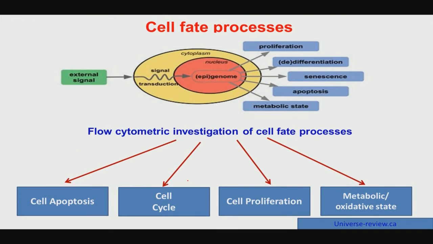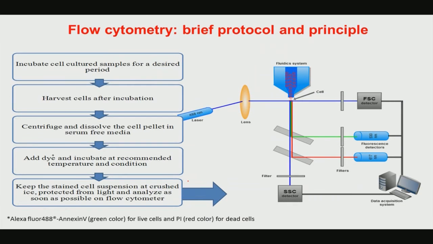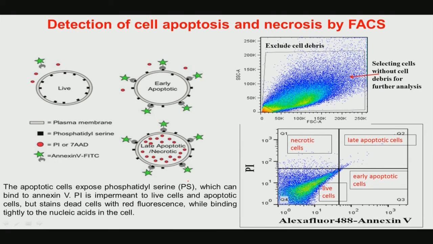So, this particular technique is used to quantify the fraction of cells at different stages in the cell cycle, or the fraction of cells that are live and the fraction of cells in the apoptosis or necrosis stage.